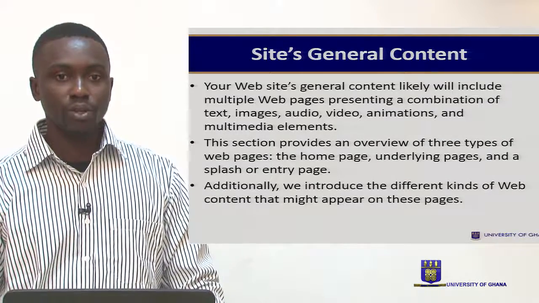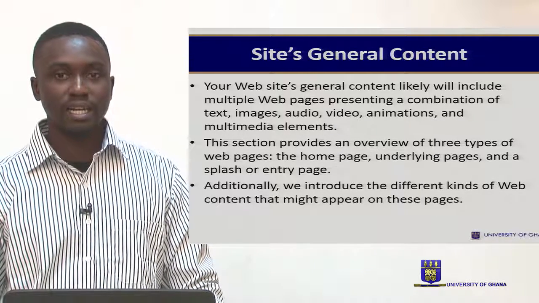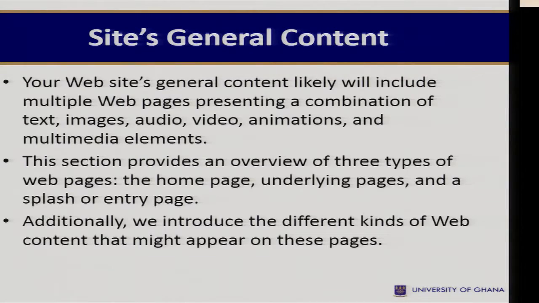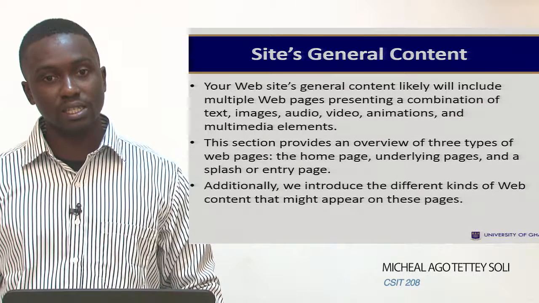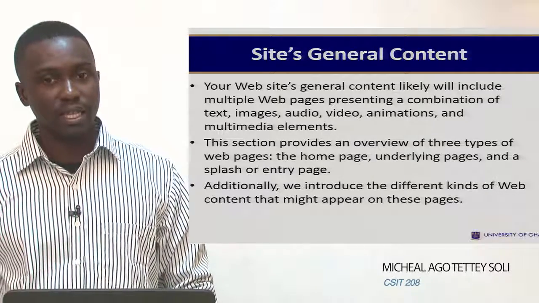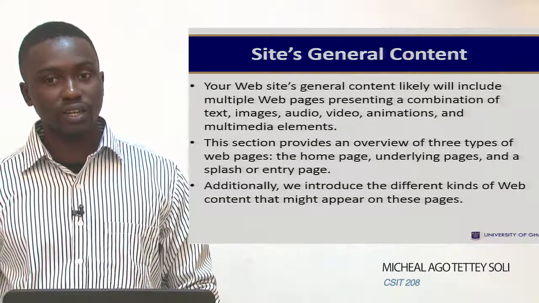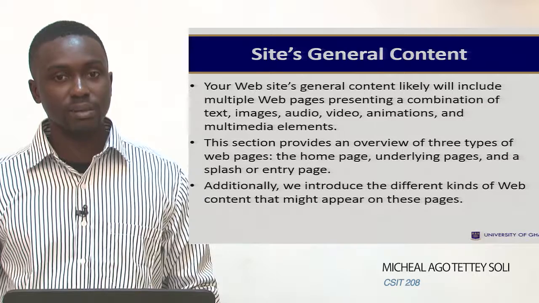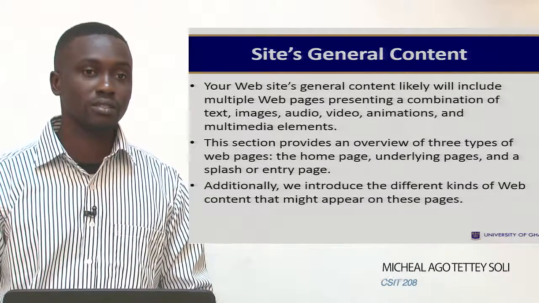First of all, your website's general content likely will include multiple web pages presenting a combination of text, images, audio, video, animation, and other multimedia elements. This section provides an overview of 3 types of web pages: the home page, the underlying pages, and then the splash or entry page. Additionally, we introduce different kinds of web content that might appear on these pages.